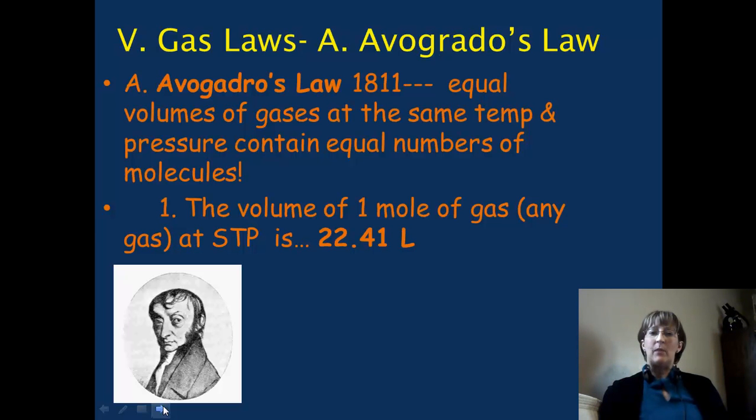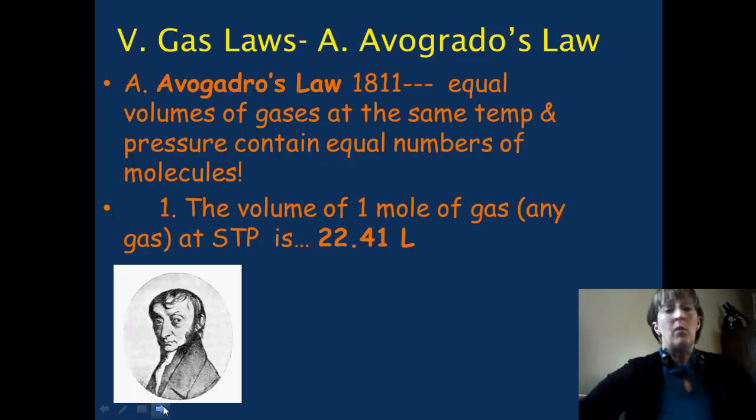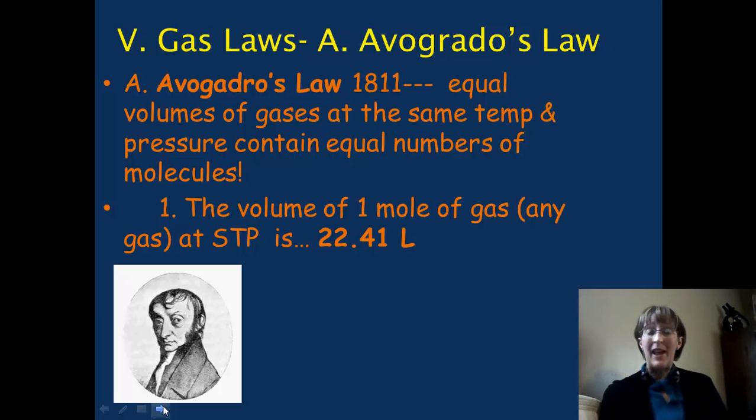Avogadro's Law, made about 1811. He said equal volumes of gases at the same temperature and pressure contain equal numbers of molecules. So again, we're talking about numbers of molecules here. When you think Avogadro, always think numbers of molecules. Think big numbers. The volume of 1 mole of any gas at all at STP is 22.4 liters, which we'll use to do some stoichiometry.